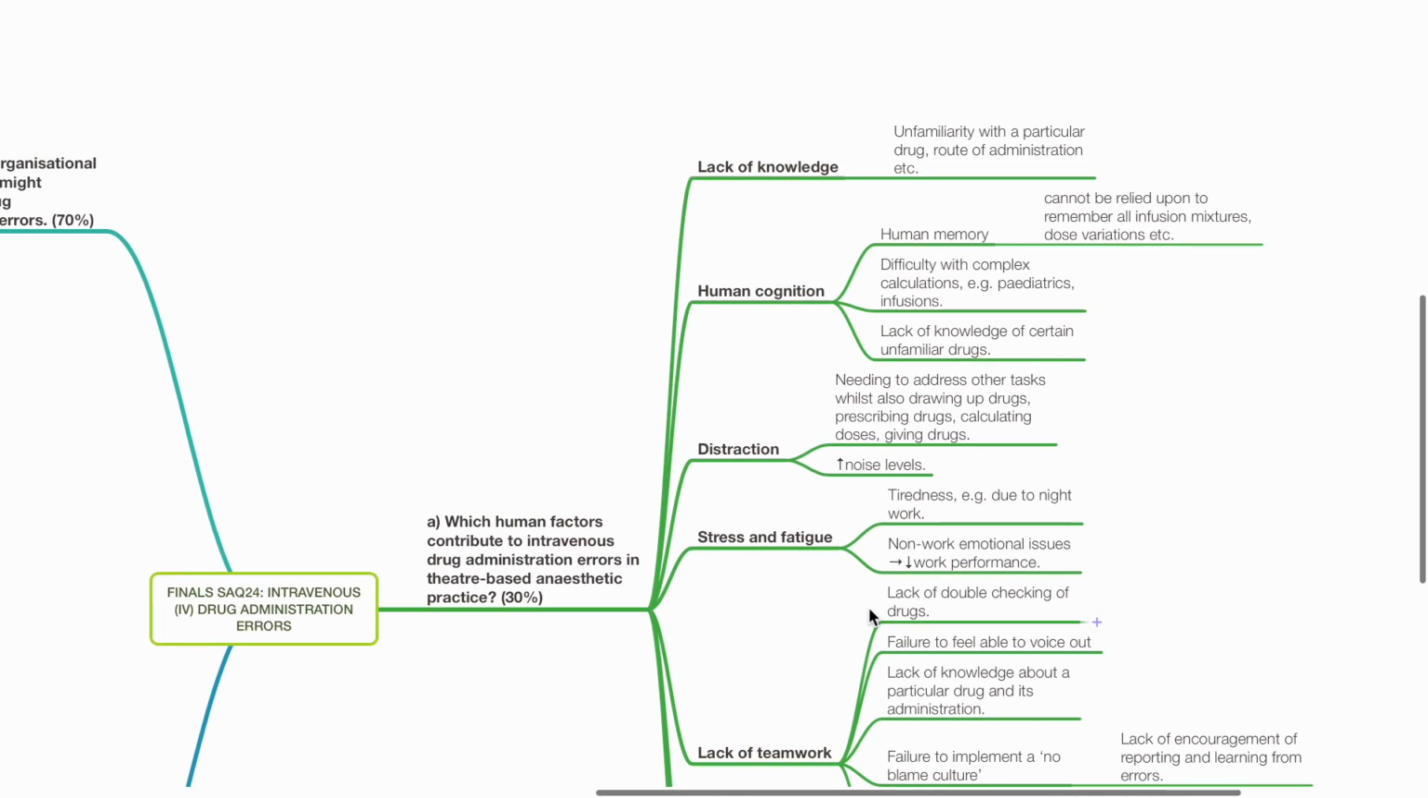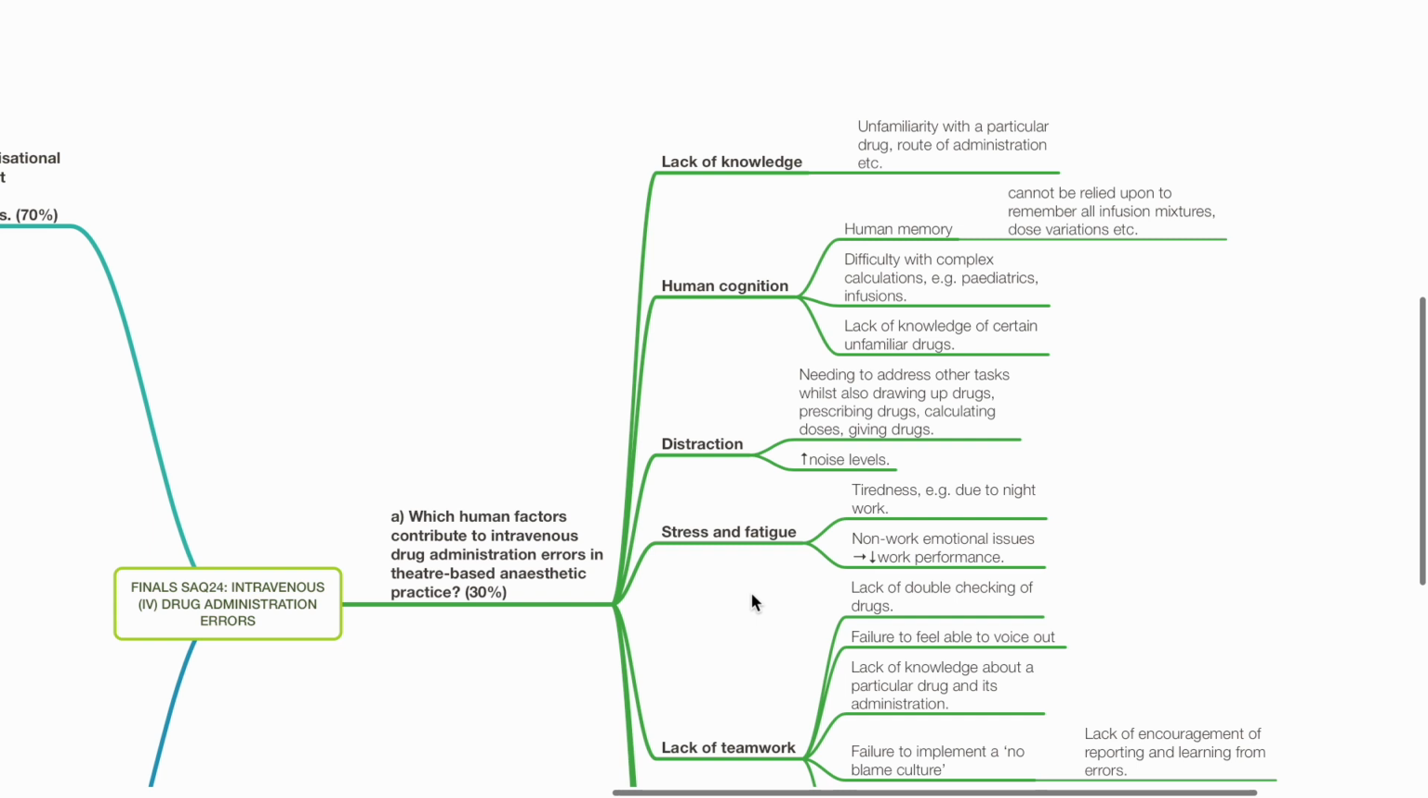This includes lack of knowledge, unfamiliarity with a particular drug or route of administration, etc. Human cognition: human memory cannot be relied upon to remember all infusion mixtures and dose variations. Difficulty with complex calculations such as pediatrics and infusions. Lack of knowledge of certain unfamiliar drugs.